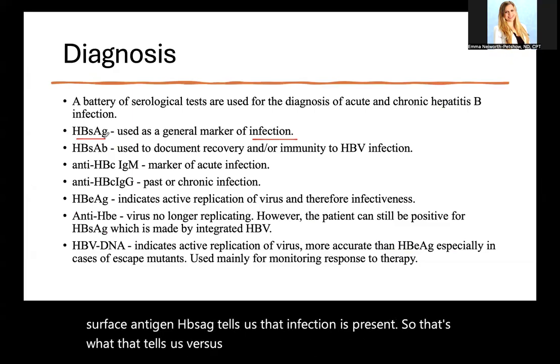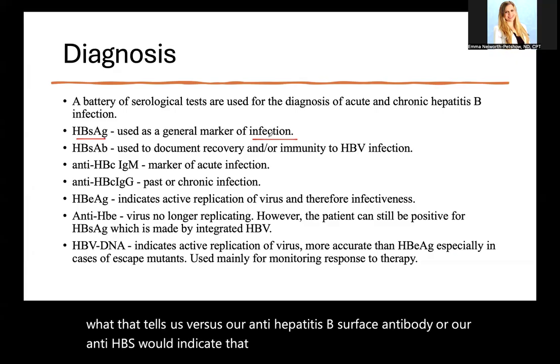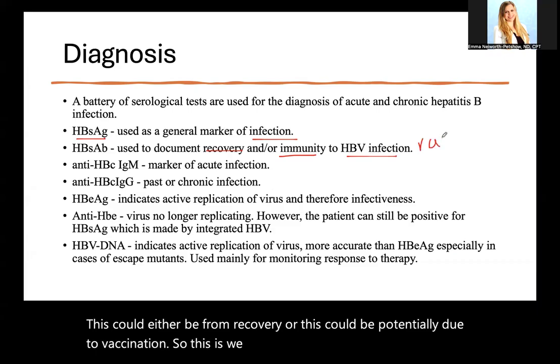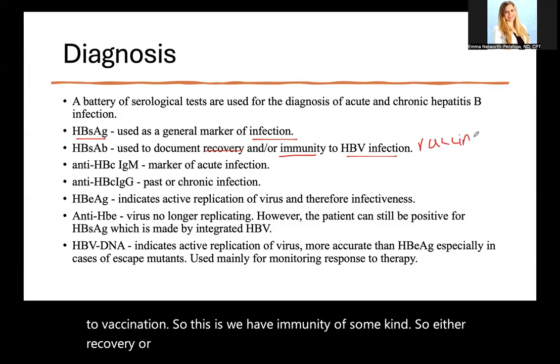Versus our anti-hepatitis B surface antibody, or our anti-HBs, would indicate that we have immunity. This could either be from recovery or potentially due to vaccination. So we have immunity of some kind, either from recovery or from a vaccine.